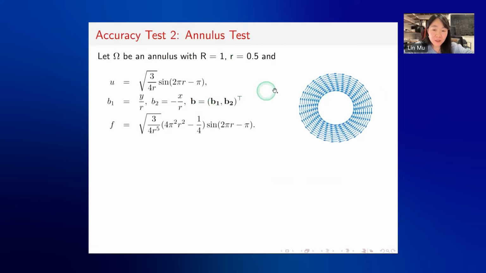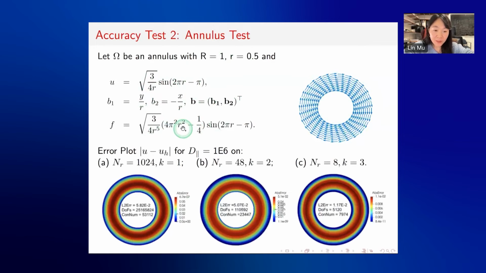Okay, now let's check this one for the annulus domain. For this domain, we'll consider the ring shape. The outer radius is 1, the inner radius is 0.5. The exact solution is chosen as this sine function. Then the magnetic field is this circular vector. Then the right-hand side function is computed from the problem.